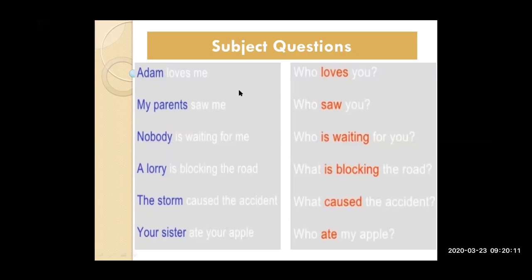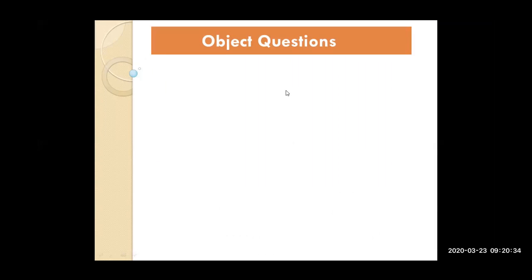Your answer. So Adam loves me. Who loves you? My parents saw me. Who saw you? Nobody is waiting for me. So we used who and what in the beginning without helping verbs, without auxiliary, without using do, does, or did. Now let's move to the second part, asking about object.